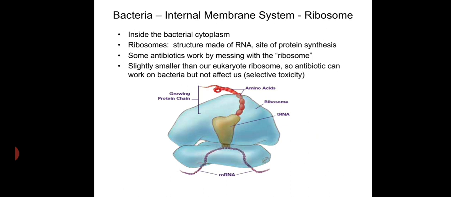These are the major detailed structures of the bacterial cell. And another major important structure inside the internal membrane is the ribosome. Inside the bacterial cytoplasm, ribosomes are present. It's a site for protein synthesis. Some antibiotics work by messing with the ribosome.